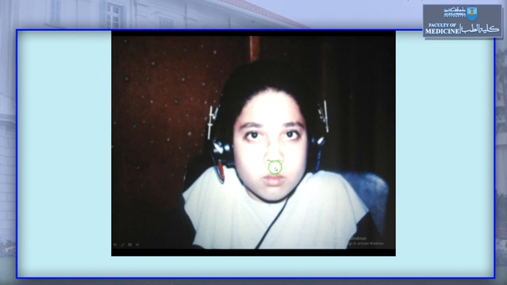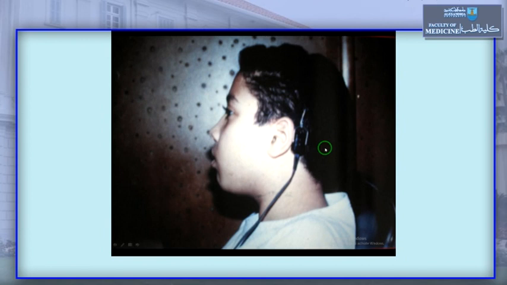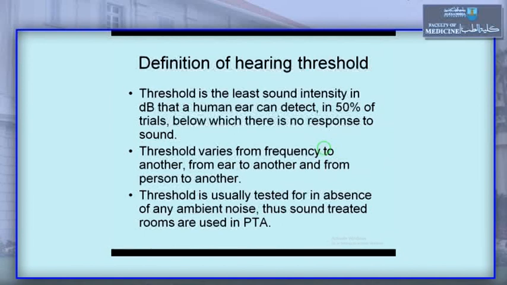The patient is tested for what's called the threshold, and in a moment we will know what's meant by threshold. But we test for threshold in 2 conditions: using an earphone to test for air conduction threshold, and using a bone vibrator to test for bone conduction threshold. Now we have to know what's meant by threshold. Threshold is the least sound intensity in decibels that a human ear can detect in 50% of trials, below which there is no response to sound.